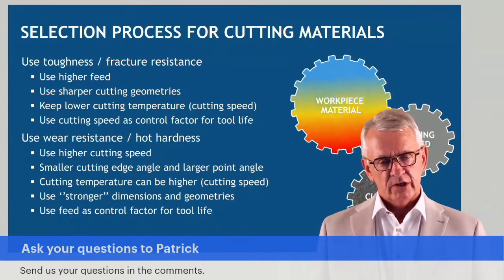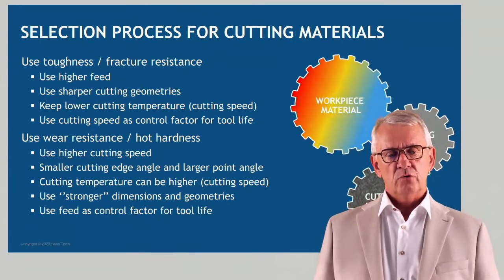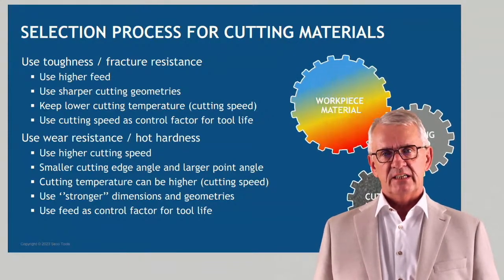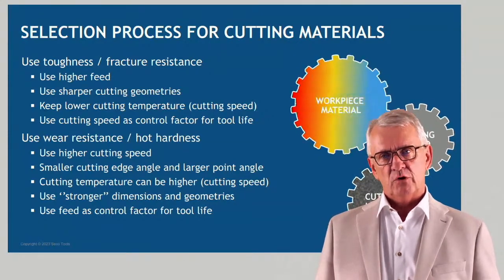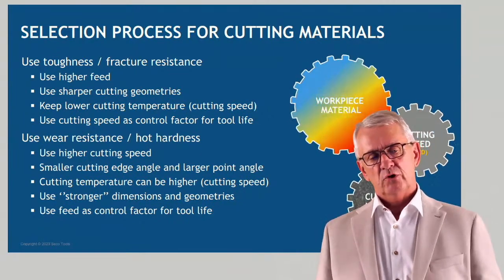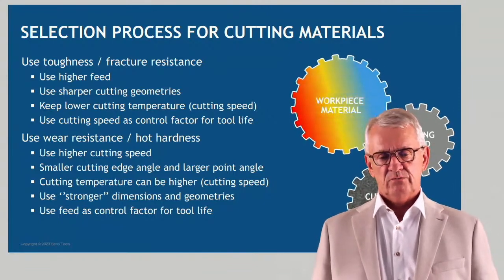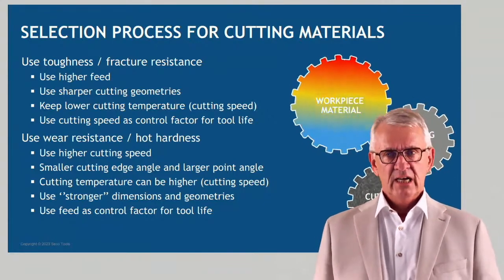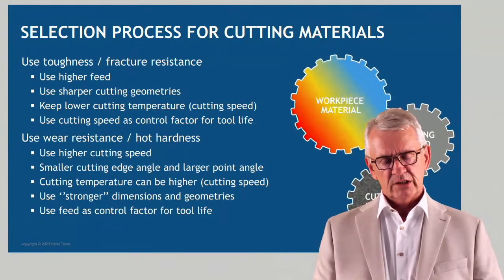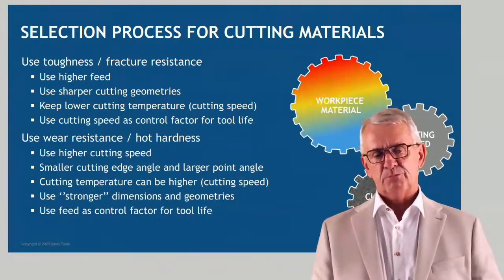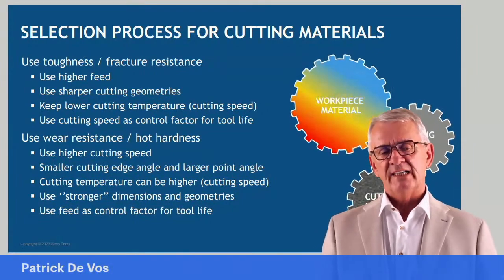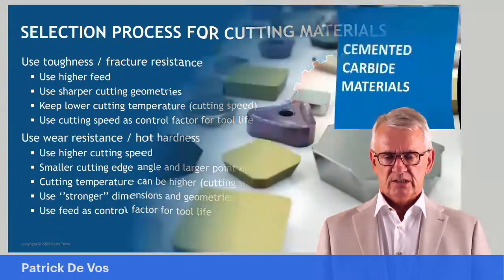If you see here two examples, imagine you have been selecting a cutting material due to its toughness. If you want to use that toughness, you use that by using higher feeds. You use it by selecting sharper cutting edges. You must be careful to keep your cutting temperatures low, so you should keep your cutting speeds low. Otherwise, you would destroy the toughness, which was your basic choice. So cutting material selection relates to workpiece material selection, and the intelligent or expert machinist knows how to connect the two, knows how to exploit certain properties.